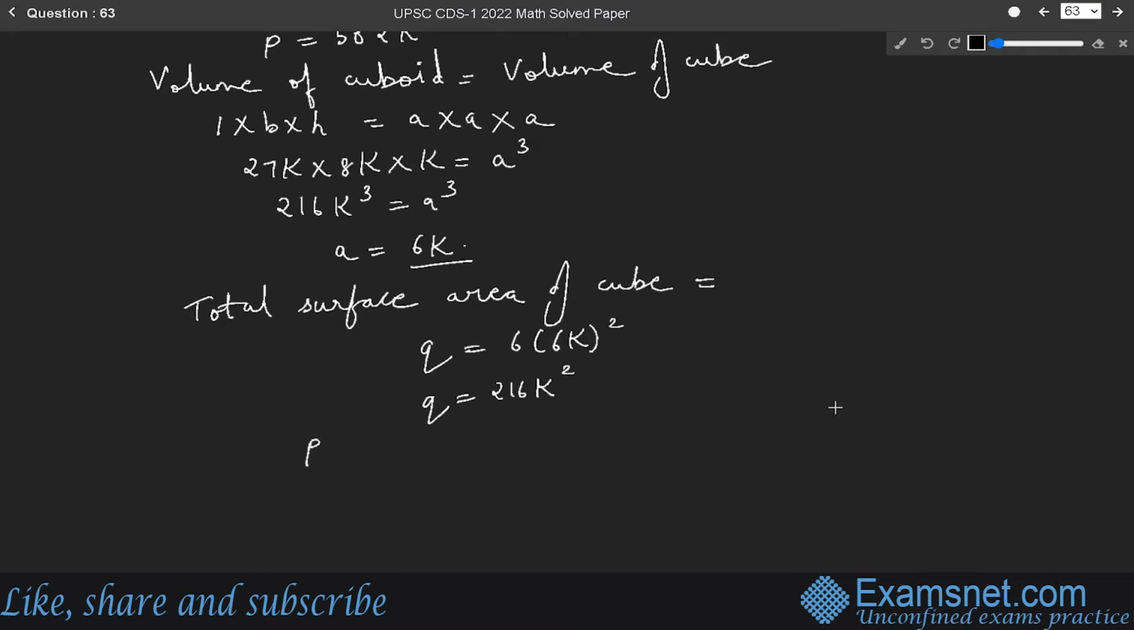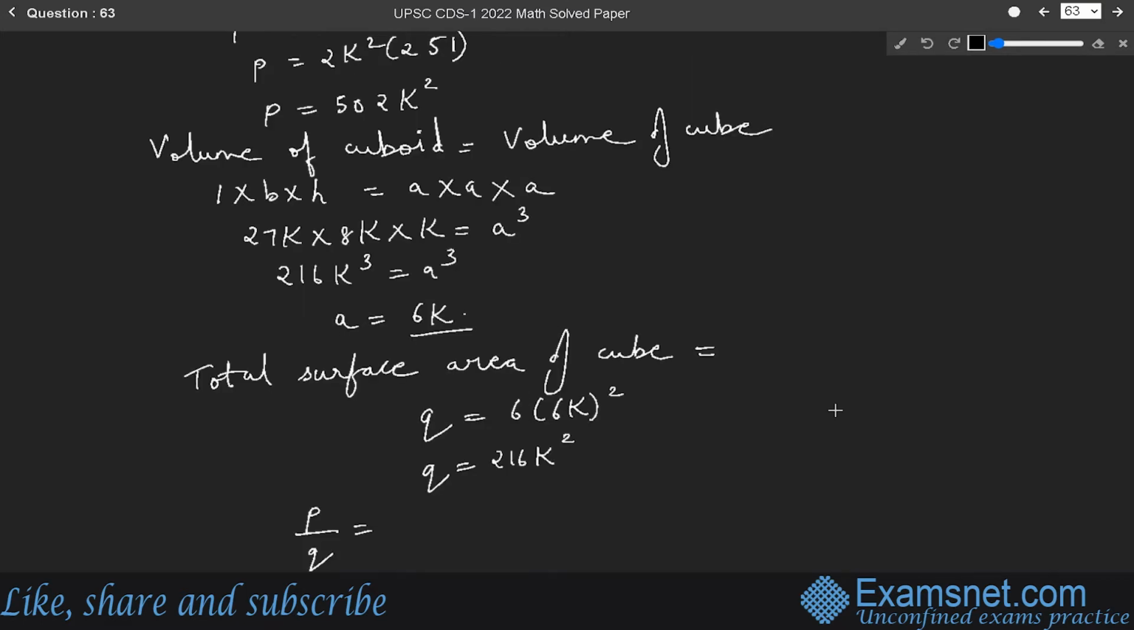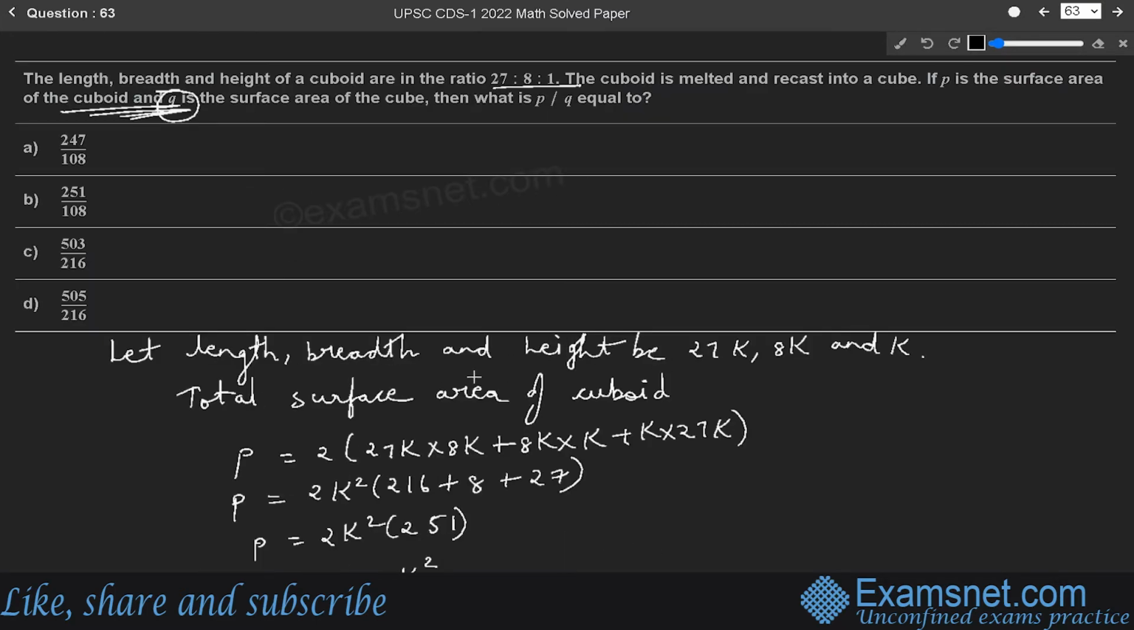Therefore the required ratio is P by Q. We have to find the value for P by Q. See, we have found P is equal to 502K square, and the value of Q is 216K square. So this will be equal to 251 upon 108. So this is the required value for P by Q. Therefore the correct option is option number B here.